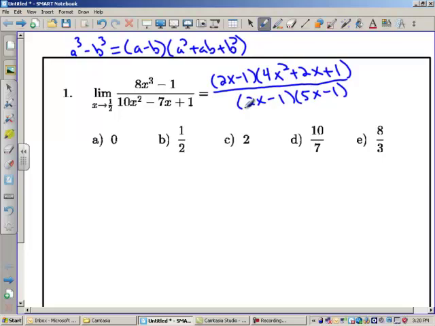Let me make sure I did that right. 10x squared minus 2x minus 5x. Oh, we're happy. Okay, so we're going to factor something out of the top and bottom, and now we're going to try our limit again.